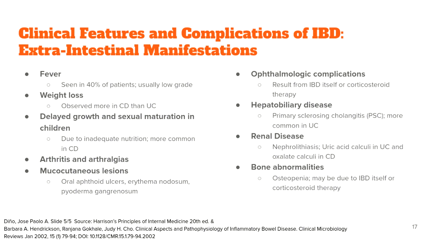Also, it may present as ophthalmologic complications, which may result from the IBD itself or from the corticosteroid therapy. It may also manifest hepatobiliary disease, such as primary sclerosing cholangitis, but it is more common in UC. It may also present as renal disease, such as nephrolithiasis, and in UC, uric acid calculi is more common, while in CD, it is oxalate calculi. And lastly, we may also have bone abnormalities such as osteopenia, maybe due to IBD itself or corticosteroid therapy.